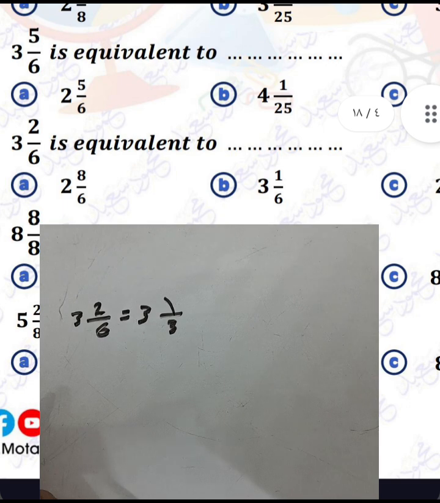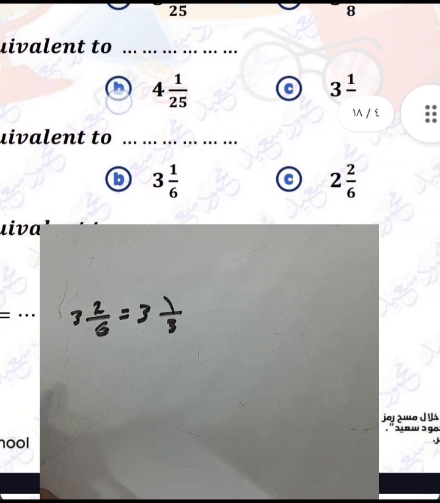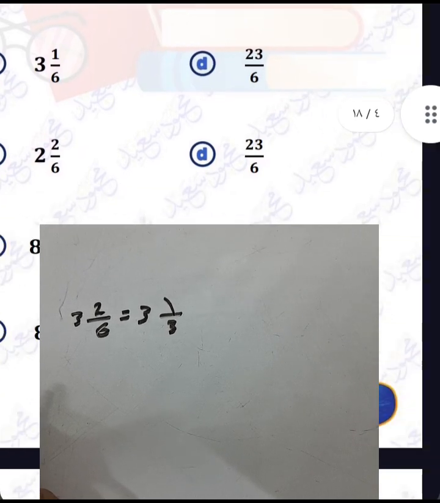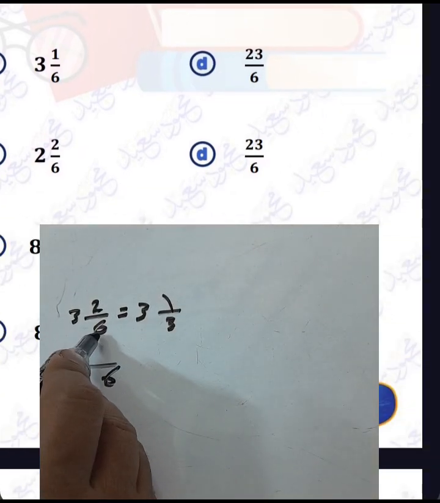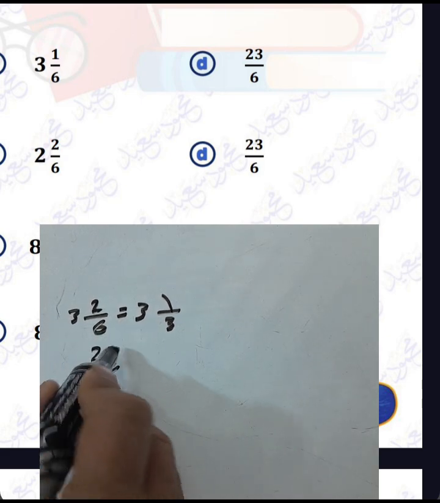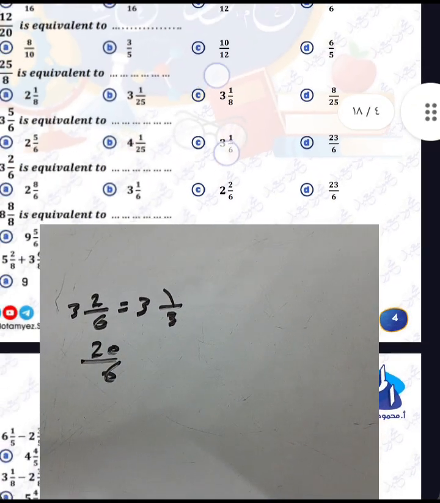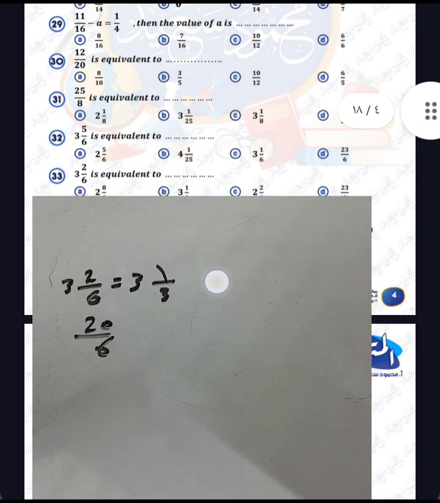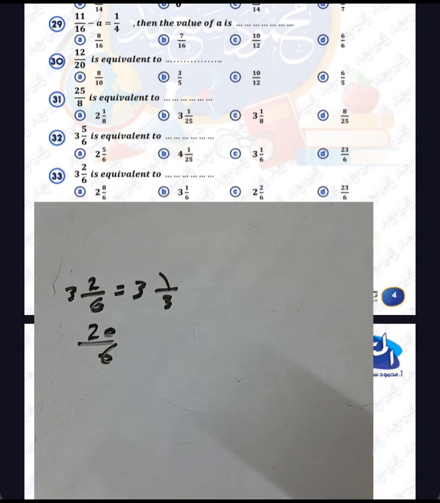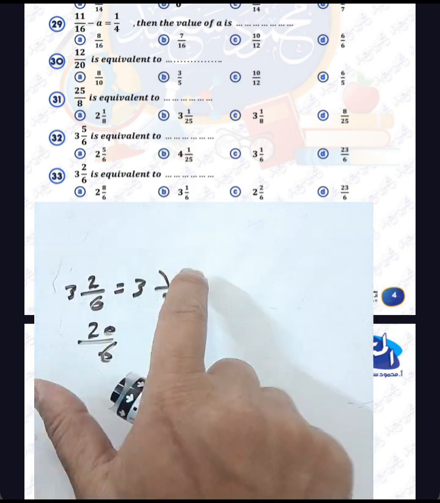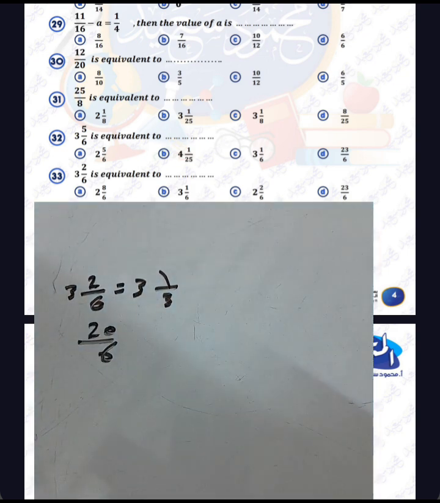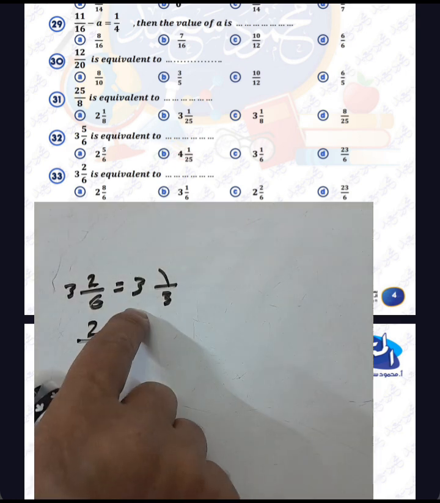What is this equivalent to? We have 23 over 6. Write 6 here. 3 times 6 equals 18. 18 plus 2 equals 20. In this example again, 3 and 2 over 6 is equivalent to what? 2 over 6, we can divide it by 2. 2 divided by 2 equals 1. 6 divided by 2 equals 3. Then the result will be 3 and a third.